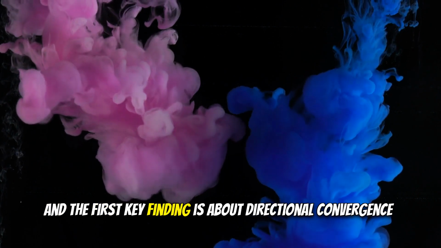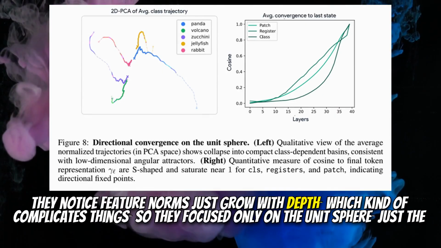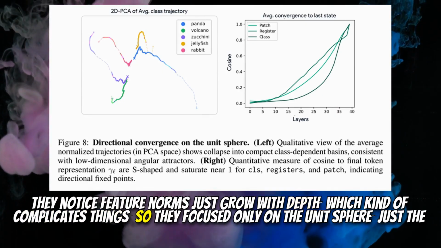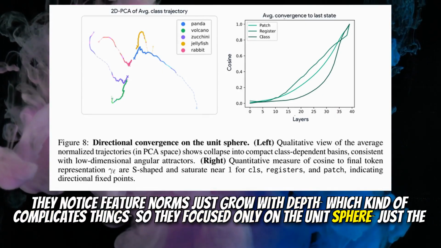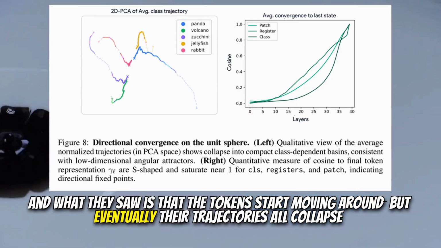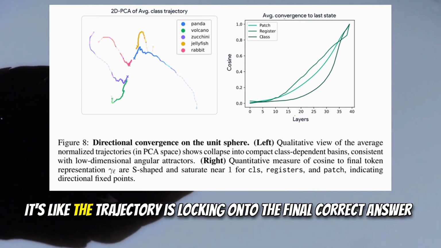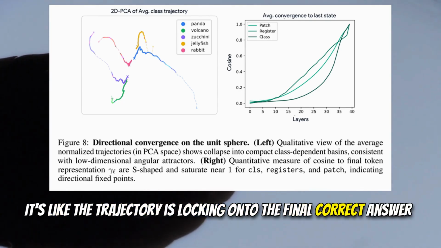And the first key finding is about directional convergence. They notice feature norms just grow with depth, which complicates things, so they focused only on the unit sphere, just the direction of the tokens. And what they saw is that the tokens start moving around, but eventually their trajectories all collapse. They approach a directional fixed point. It's like the trajectory is locking onto the final correct answer.